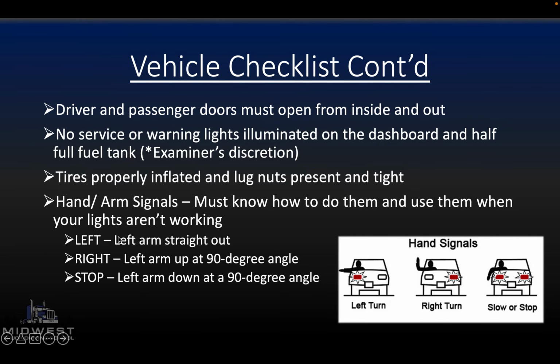So, all right, we're turning left. How do we do it? Left arm straight out, just like this, straight out. That's going to indicate that you're turning left. Right, left arm up at a 90-degree angle. Looks something like this, kind of up in the sky.